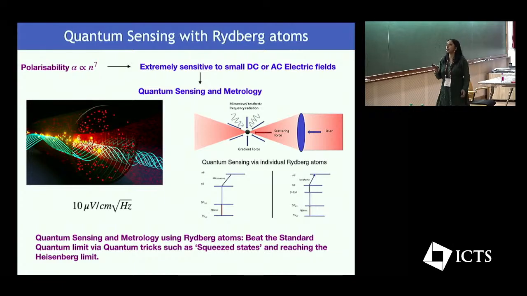We can choose various kinds of energy levels, and we can use Rydberg atoms to do quantum sensing of microwave or terahertz radiation. And we can use single Rydberg atoms as a very highly sensitive quantum sensor to sense both DC and AC electric fields. We can also try to beat the standard quantum limit via quantum tricks such as squeezed states, and reach the Heisenberg limit, which is the holy grail of quantum measurement.